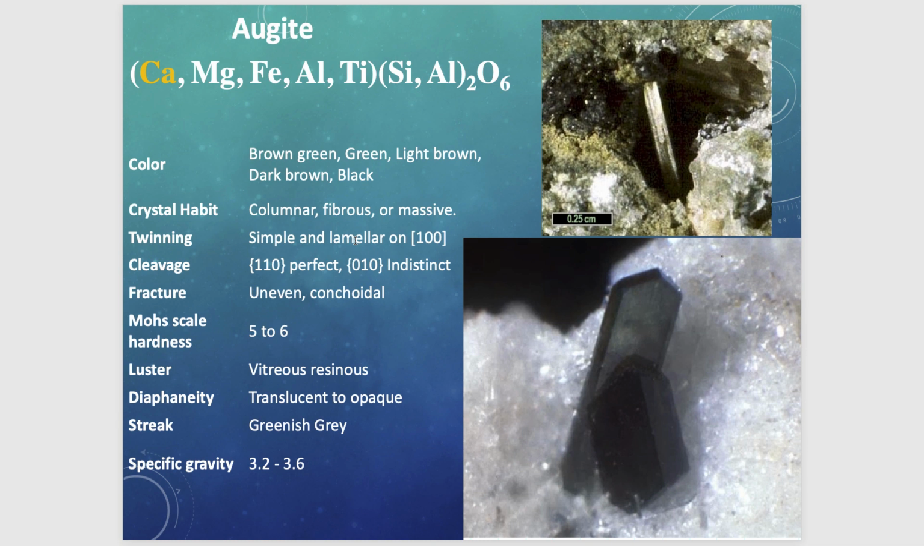The luster is vitreous to resinous, and the hardness is very similar to the plagioclase and also to the other pyroxenes that we already reviewed, so it's between 5 and 6. So remember, the distinction is really the cleavage for these crystals and the color. They are really dark.